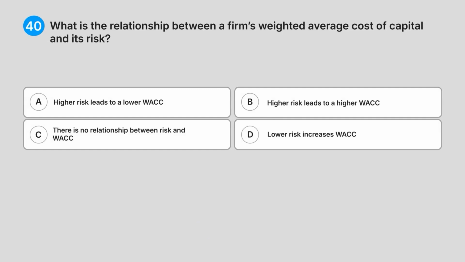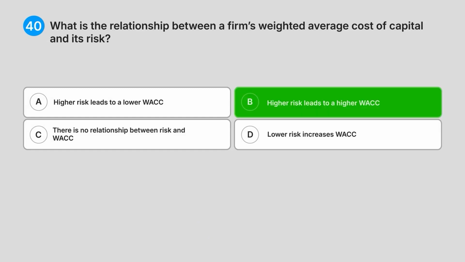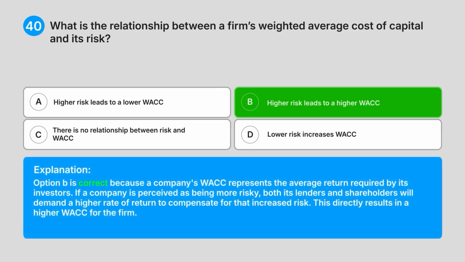Correct answer, B. Higher risk leads to a higher WACC. Explanation. Option B is correct because a company's WACC represents the average return required by its investors. If a company is perceived as being more risky, both its lenders and shareholders will demand a higher rate of return to compensate for that increased risk. This directly results in a higher WACC for the firm.